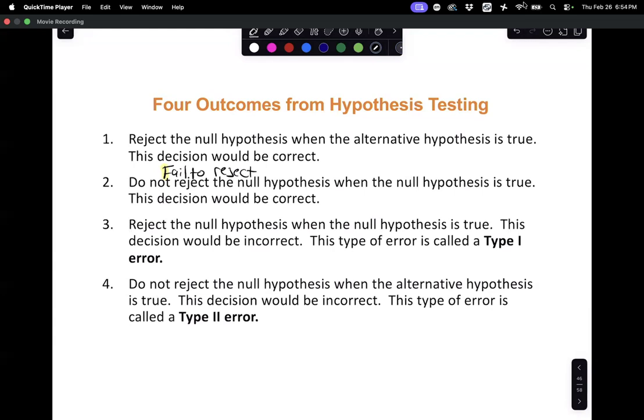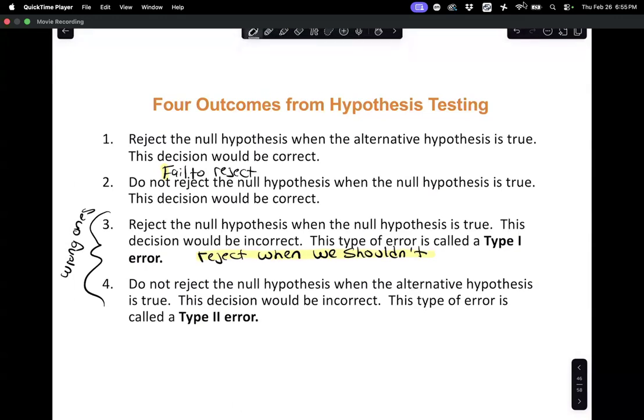Now, these are the two wrong ones. I'm going to put this right here. These are the two wrong ones. These are when you make errors. A type 1 error: if the null hypothesis was true, but we reject it, this is a type 1 error. So this would be reject when we shouldn't. So the type 1 error is when we reject when we shouldn't. That's a type 1 error.